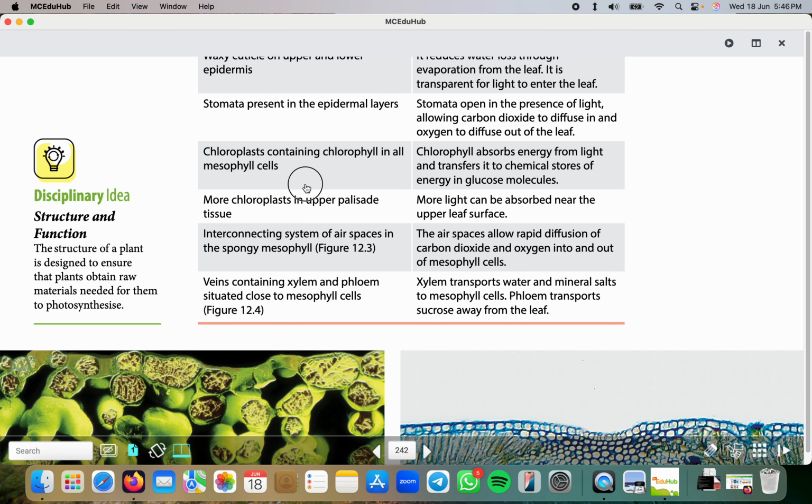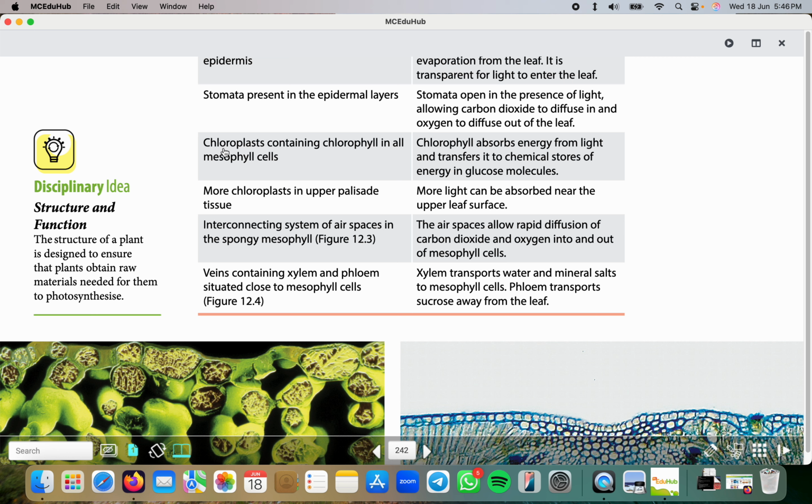Next, the chloroplast containing chlorophyll. Now remember that chloroplast is the organelle, chlorophyll is the pigment. So this chloroplast containing chlorophyll is found in all of the mesophyll cells. And the chlorophyll will absorb energy from the light and transfer it into the chemical store of energy in the glucose molecule. From there, the glucose molecule can be converted to other forms, for example, sucrose or even starch, and then it can be used for different things.